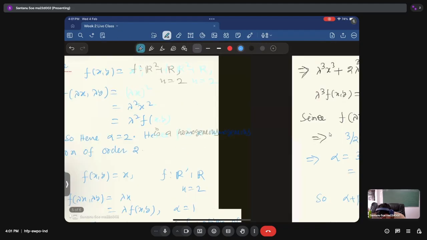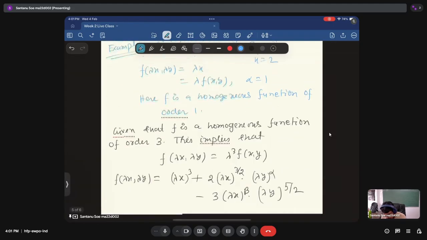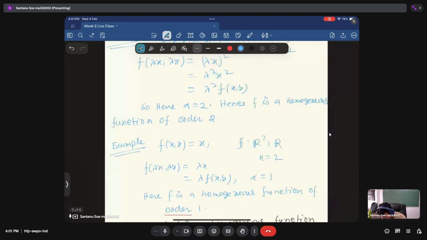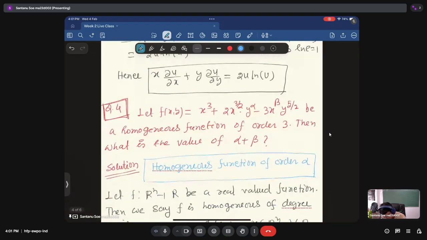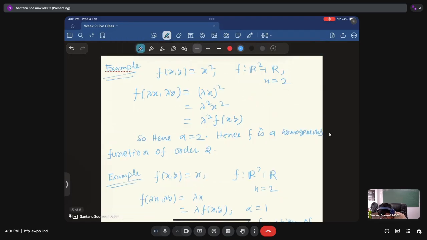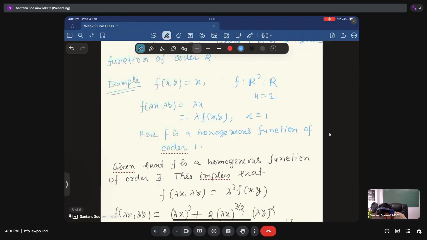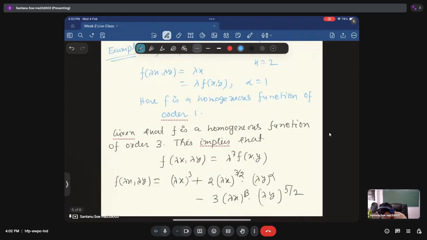So yeah, kindly go through the answer again. In the question, it was given that it's a homogeneous function of order 3, and we have to find the sum alpha plus beta. Since it's a homogeneous function of order 3, we can simply say that f of lambda x comma lambda y equals lambda cube times f of x comma y.